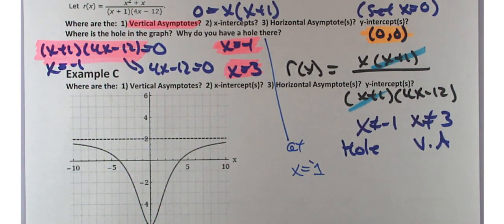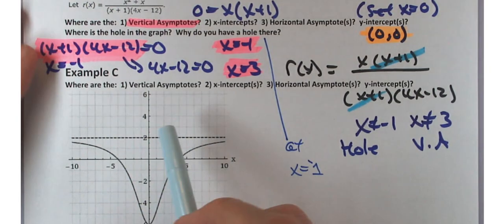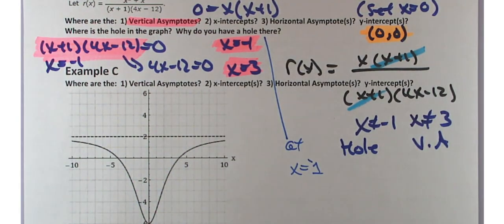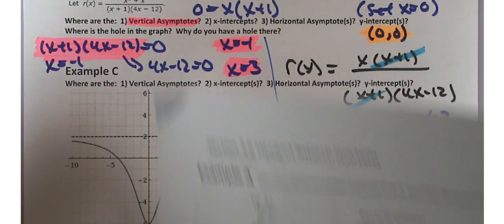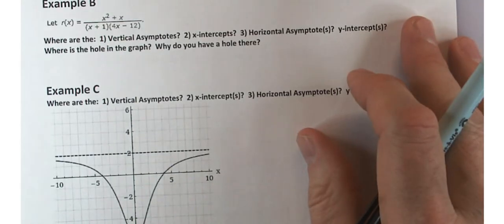Okay, let's move on to example C here. Did everyone get a handout? Seems like you got a few extra here. Okay.